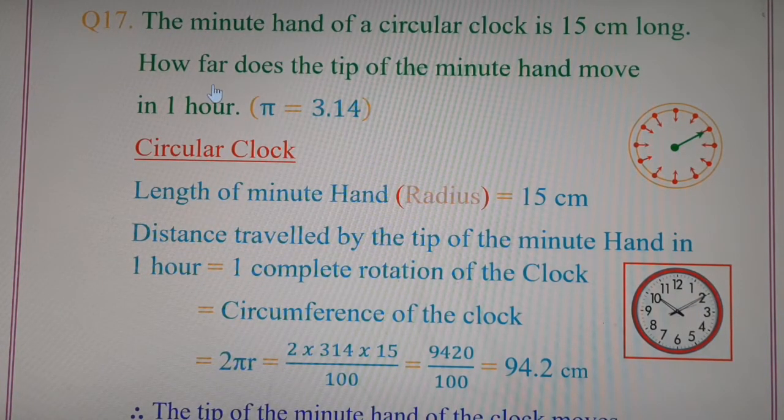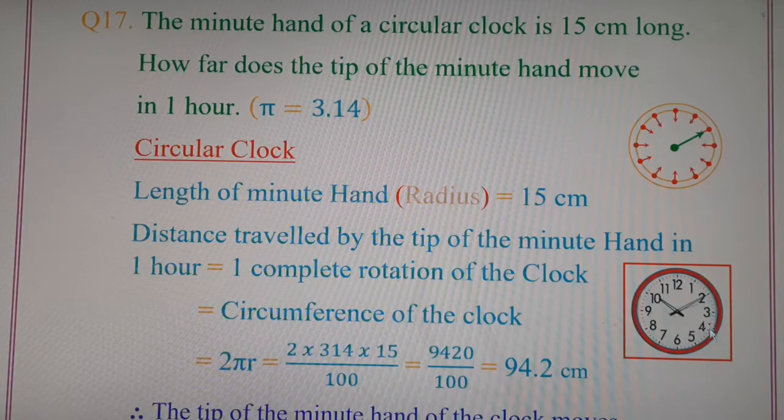Now what we have to calculate is how far does the tip of the minute hand move in 1 hour. In 1 hour, the minute hand is rotating completely and coming back to its original place. Suppose this minute hand is on 12 and then it rotates fully and comes back again on 12, then we say it has completed one rotation. In one rotation, the minute hand is traveling 60 minutes. 60 minutes means 1 hour. That means in 1 hour, the minute hand is rotating one full circle around the clock.